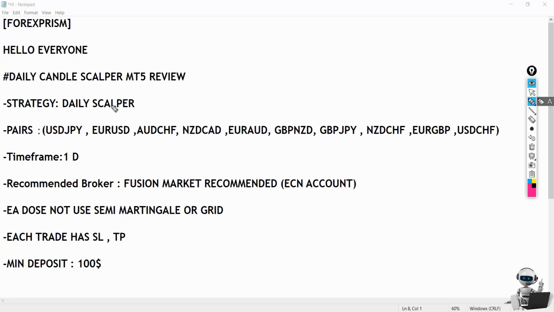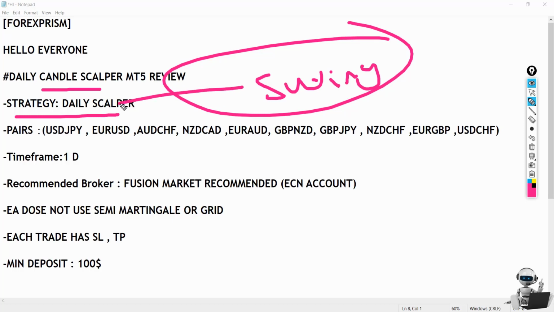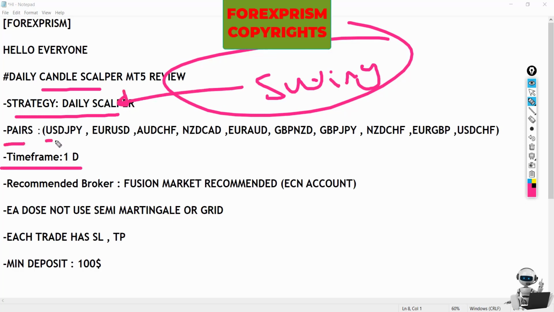Today I will be reviewing this EA, Candle Scalper. This is a daily scalper. It is a swing trading EA. What do I mean by swing? It is trading on a higher time frame, which is 1 day, and it works on most Forex pairs. However, there is one problem.